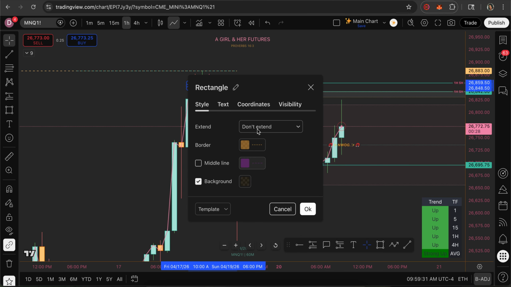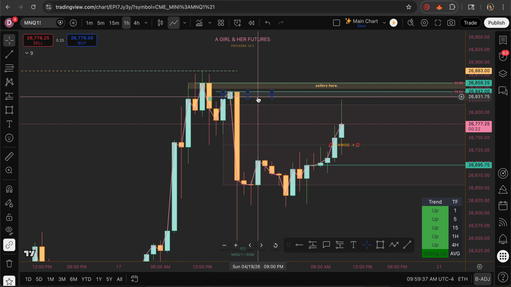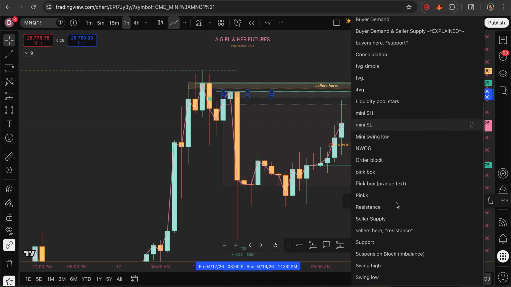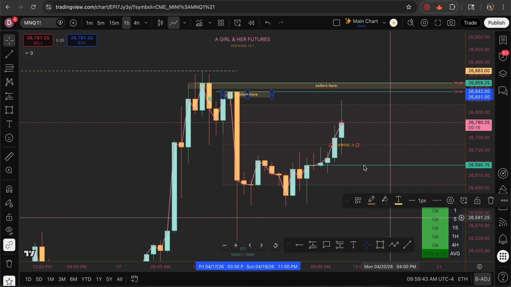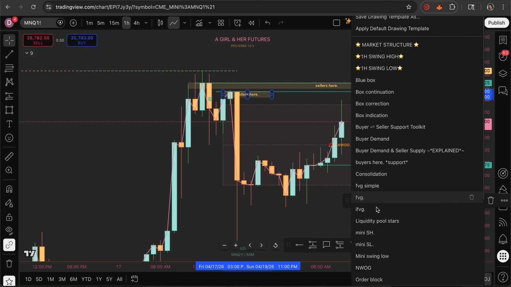But this is ultimately how you read market structure, right? And then I will also do the same thing with this, because sellers are sitting here at both of these highs. There's no ifs, ands, or buts about it. Again, sellers sit at the highs, buyers sit at the lows.